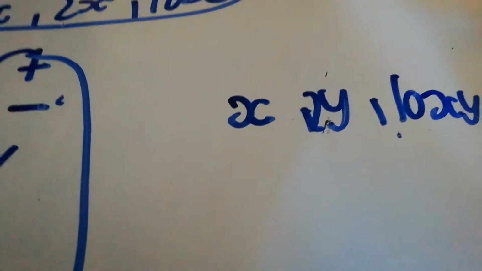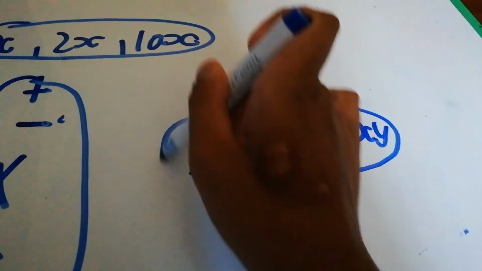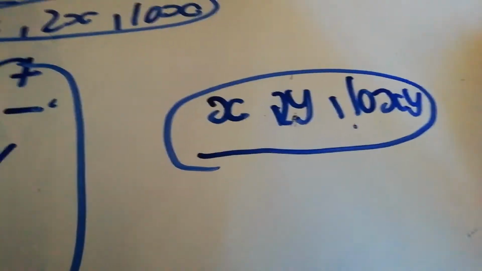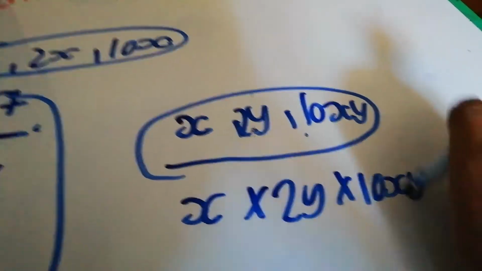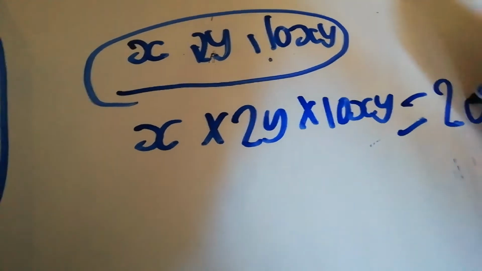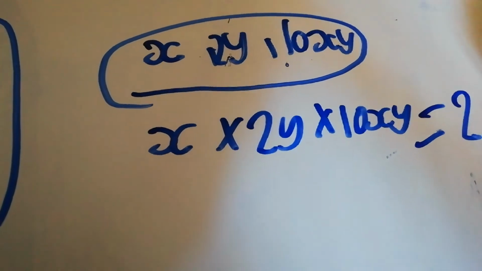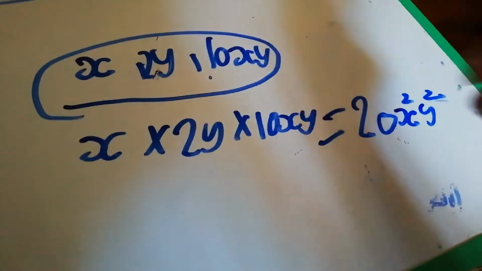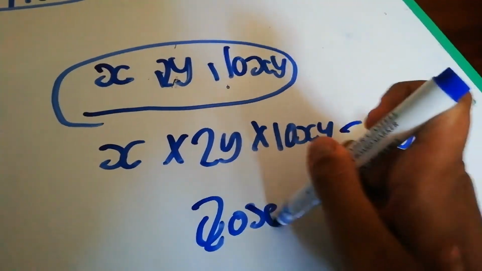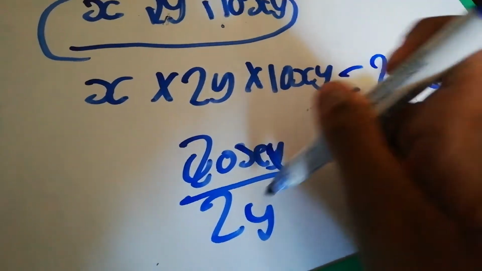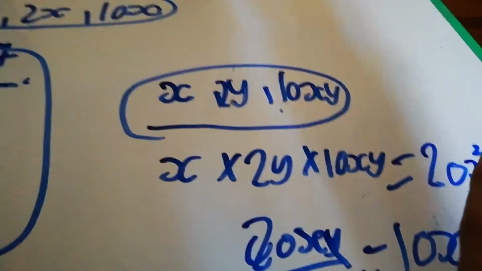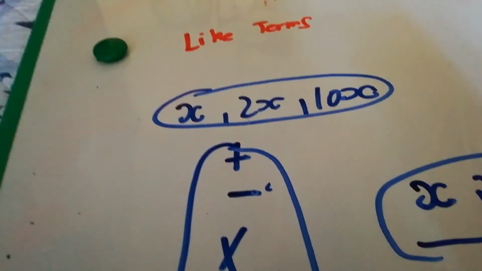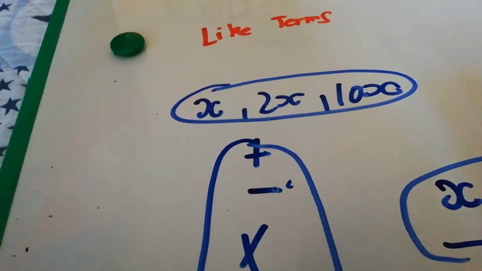However, x, y, 10. So sorry for the cut, guys. So, like I was saying, these cannot be added or subtracted, but can be multiplied. If we multiply x by 2y and 10xy, we get 20x squared and y squared. And it can be divided by, say, 20xy divided by 2y, cut the y's, that just gives us 10x. So they can be multiplied, divided, but not added, subtracted. But these like terms can all be added, subtracted, multiplied, divided, as they're the same.